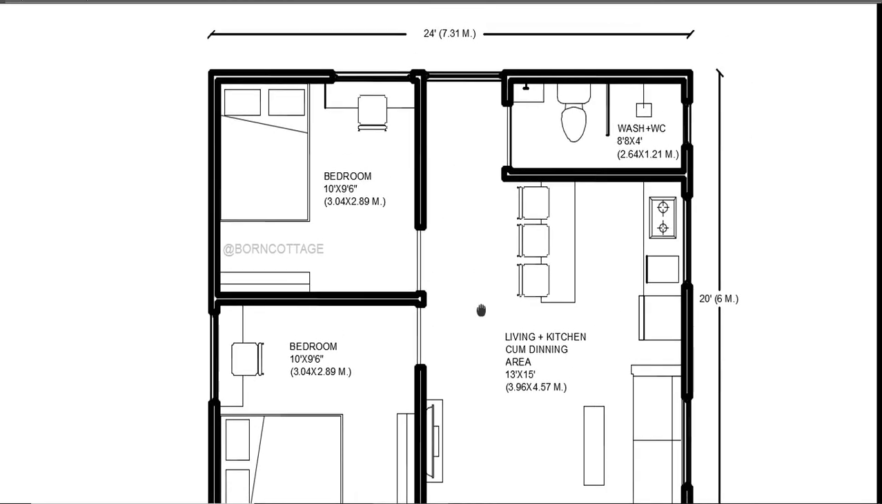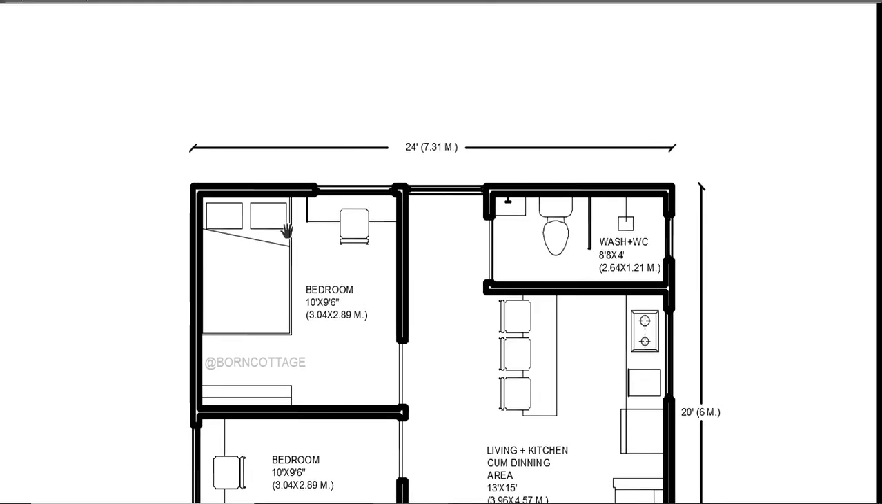So on the left side we have bedroom number 2 here. You can see here the bed arrangement, wardrobe arrangement, and study table with chair, and a large size window for ventilation and light purpose. And on the right side we have common use washroom plus water closet.